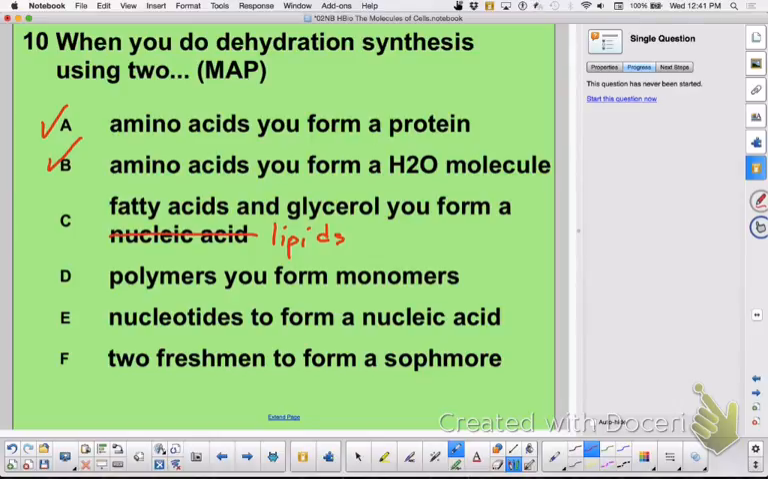When you do dehydration synthesis using 2 polymers, you make a monomer. No, you would have to reverse this, right? Using nucleotides to form a nucleic acid. Do nucleotides form nucleic acids? Yes. 2 freshmen to form a sophomore? No.